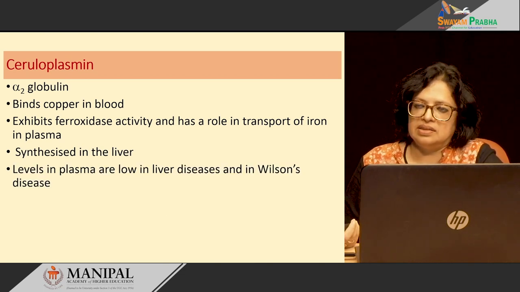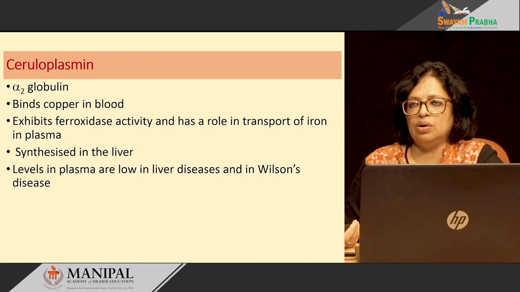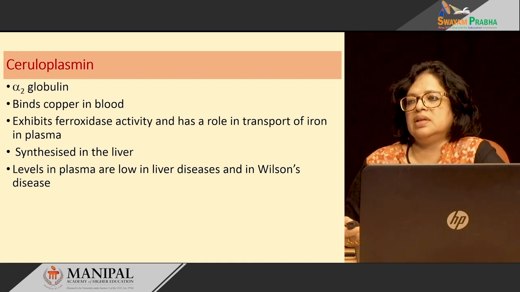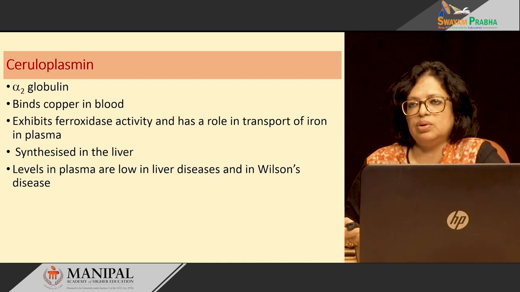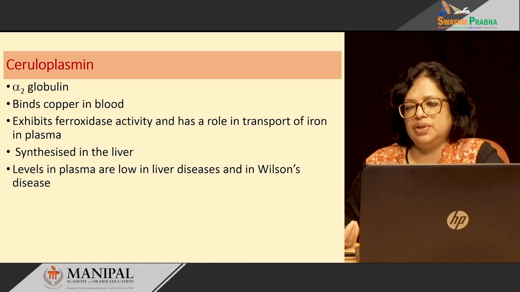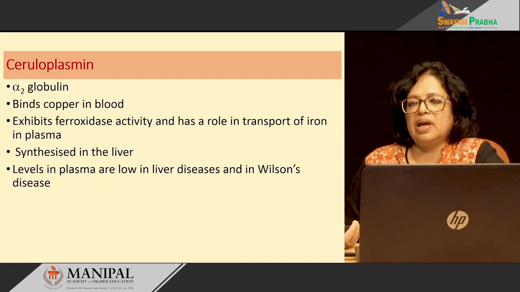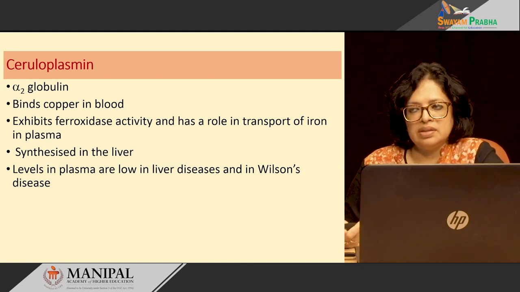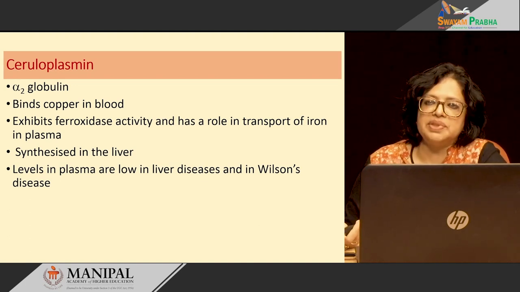And when ceruloplasmin levels are low, the copper does not bind to it properly. So, it spills over into the soft tissues, just like what happens in Wilson disease, and this even causes neuropsychiatric symptoms.